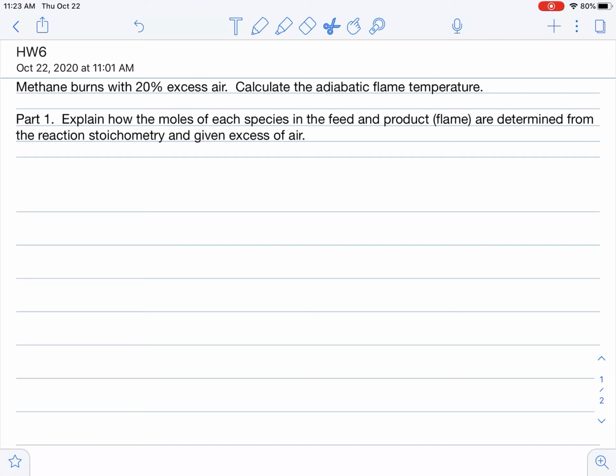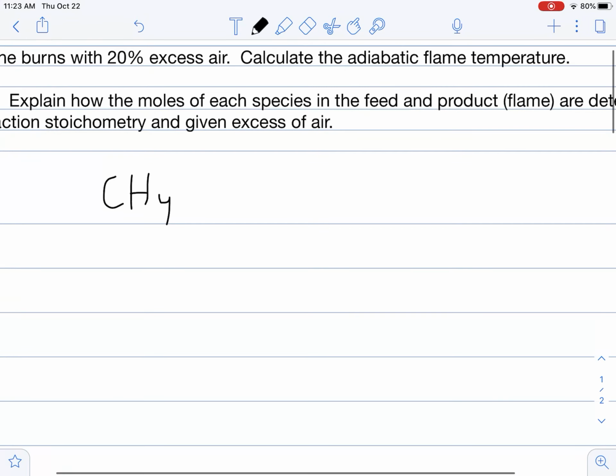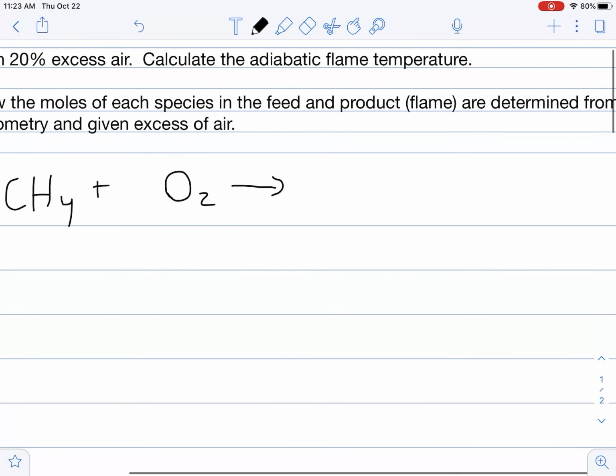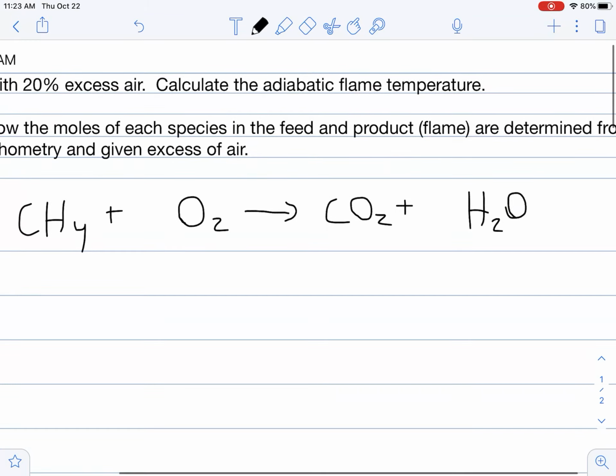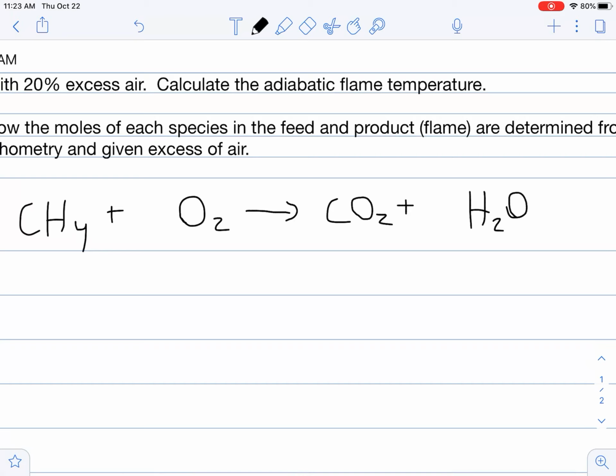So the first thing we know is we are burning methane. Methane is CH4. And when we burn methane, we react it with oxygen, O2, and we get carbon dioxide and water, CO2 and H2O. Now this isn't the full reaction equation, we don't have it balanced yet, but the balancing is pretty easy. We say for each mole of methane that we burn, we use 2 moles of oxygen, and it produces 1 mole of carbon dioxide and 2 moles of water.